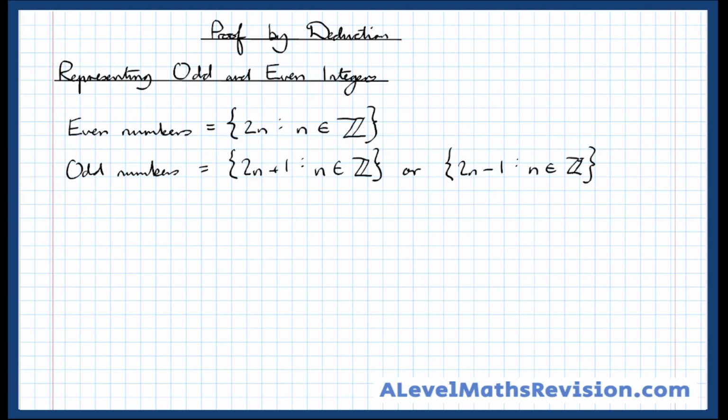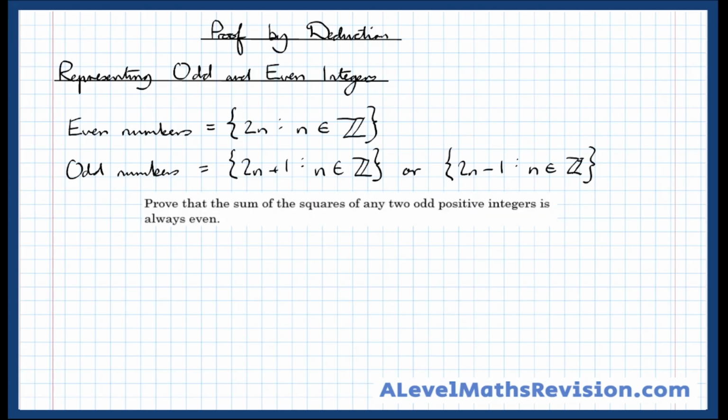Now there are other odd numbers, like 2n plus 3, 2n plus 5, 2n plus 7, 2n minus 3, 2n minus 5, 2n minus 7. But when asked to represent an odd number, we should always go for 2n plus 1 or 2n minus 1 as a starting point. Doesn't matter which. And the reason really is just to make our lives easier. Why use 2n plus 139 as an odd number when you can just use 2n plus 1 or 2n minus 1? But enough of the formalities anyway, let's get straight into a question.